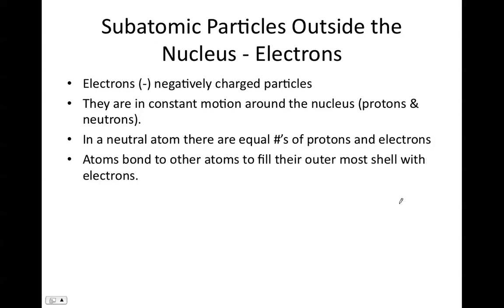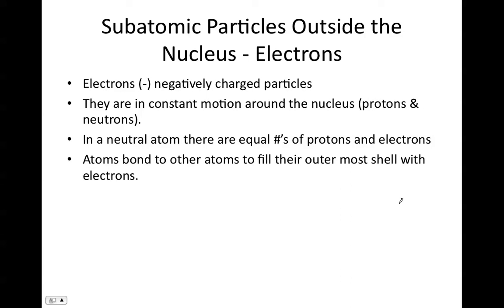Atoms bond to other atoms to fill their outermost shell with electrons. So the need for electrons is what causes atoms to interact with one another chemically. Sometimes they take electrons from other atoms. Sometimes they lose electrons to other atoms, and that's when ions are formed. Sometimes they share electrons with other atoms. That's what we call a covalent bond, where they're sharing the electrons.